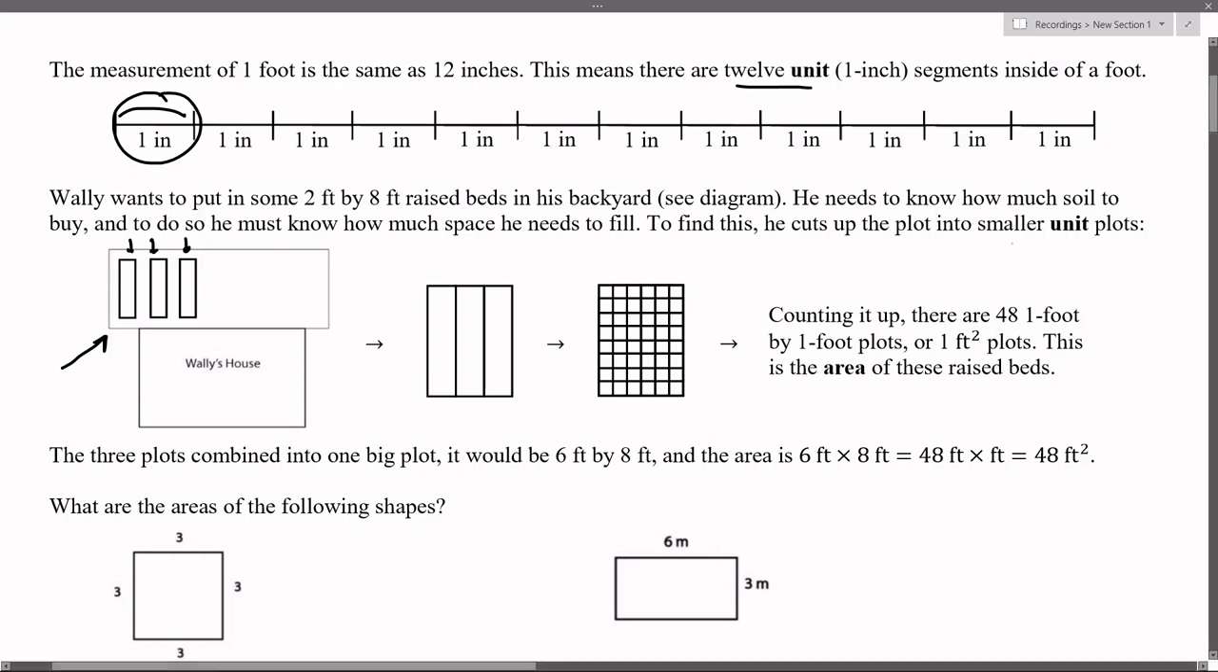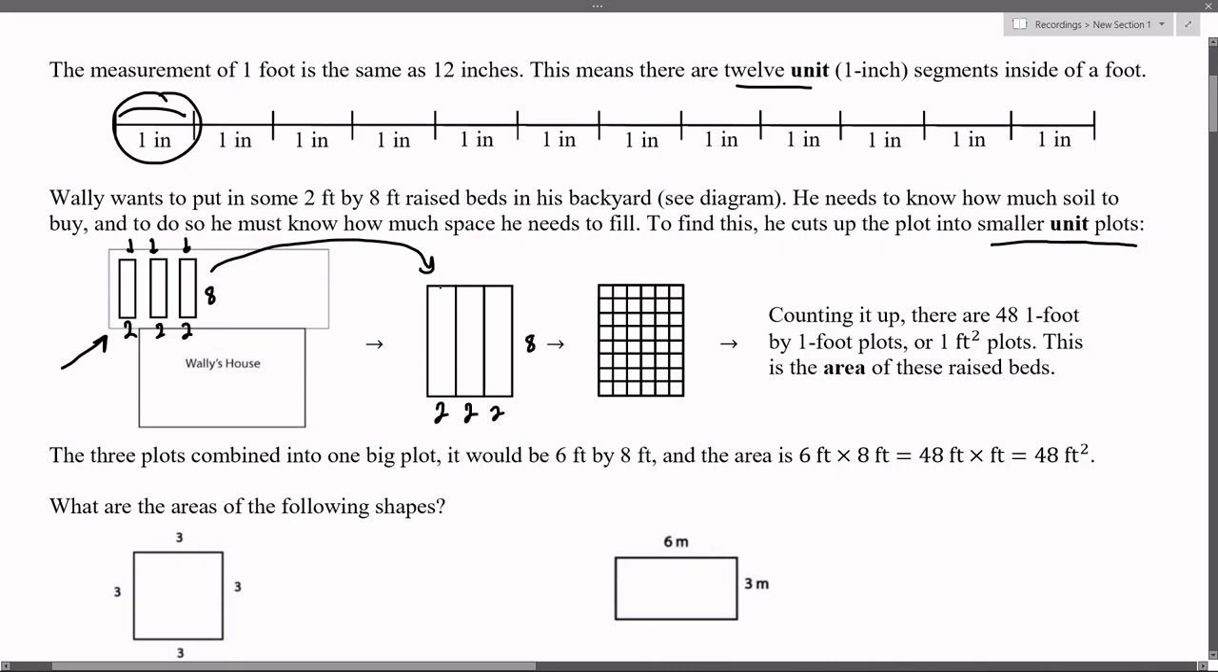To find that, we're going to cut up the plot into smaller unit plots. So here are the 3 raised beds. We're just taking these 3 raised beds and putting them all together. And then we're going to cut them up into unit plots. Or in other words, we have 2 feet by 8 feet for all of these. So this is going to be 2, 2, 2, and 8 feet long.